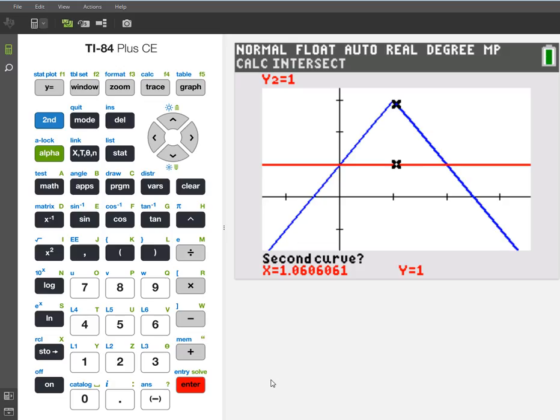Calculator's pretty smart. There's a reason it asked me this. How many solutions are there going to be? You can see how many there are going to be. Bailey, how many intersections are there going to be of the red and the blue?